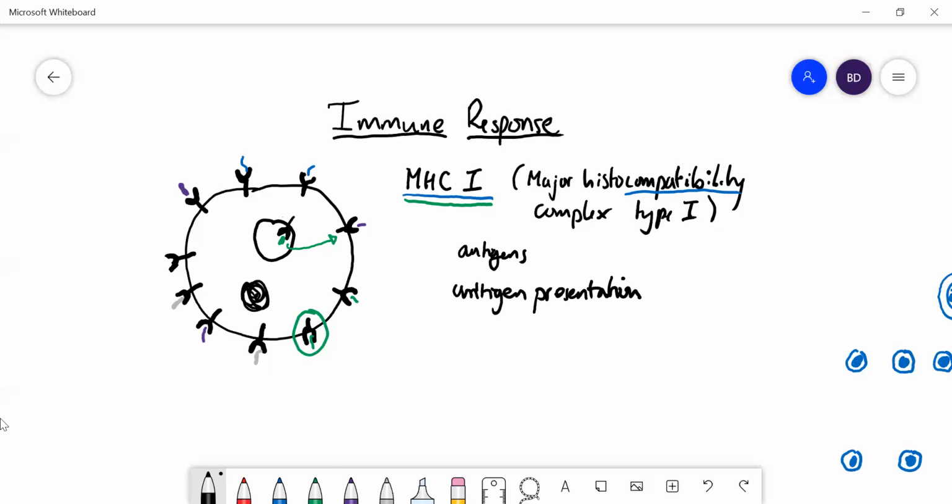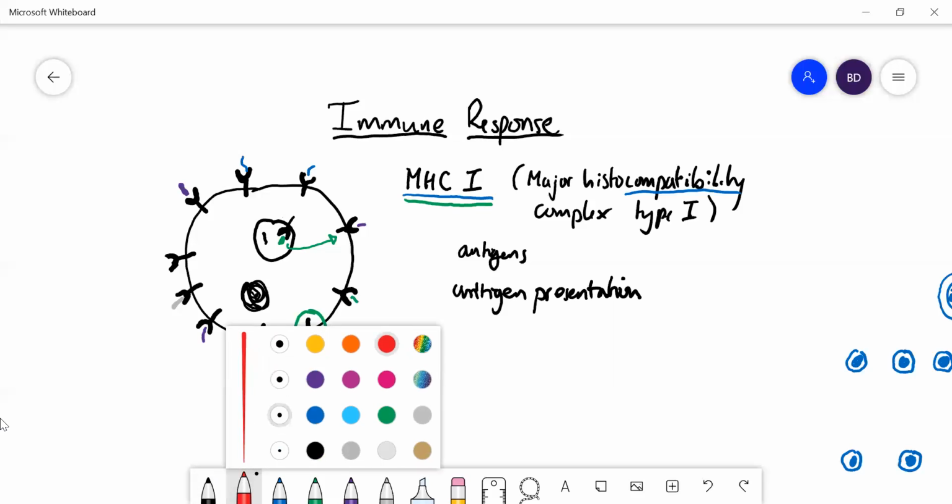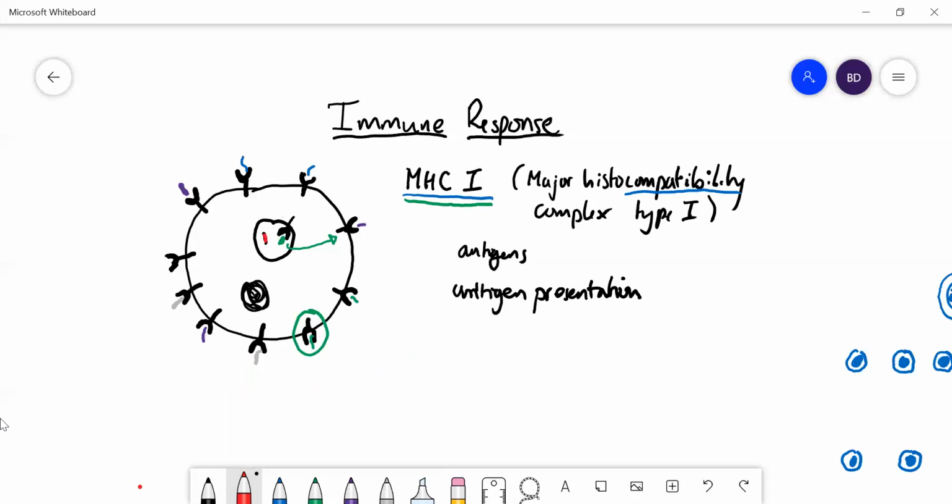However, say if you get a viral infection in one of these cells, you'll get a virus here, and you get a little bit of virus. I'll do it in a different color, the virus one. So you get a little bit of virus protein getting broken down. That will end up getting presented there. Now, that will be recognized as being not quite right. It's a sign that the cell is infected by a virus and your immune system is going to come along and kill that cell. Okay, so that's antigen presentation.